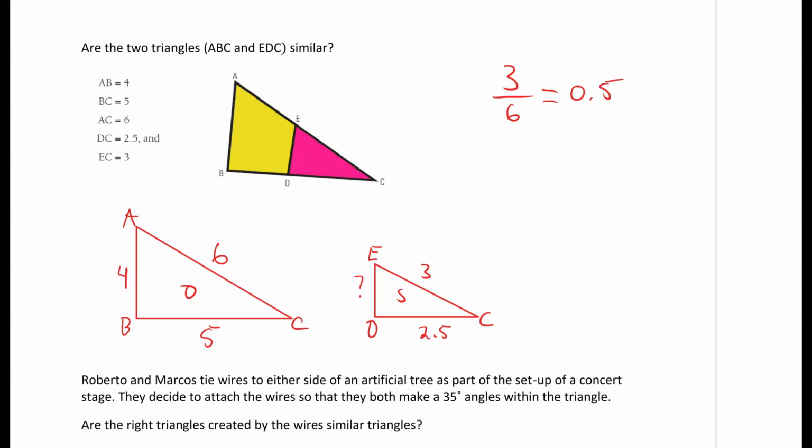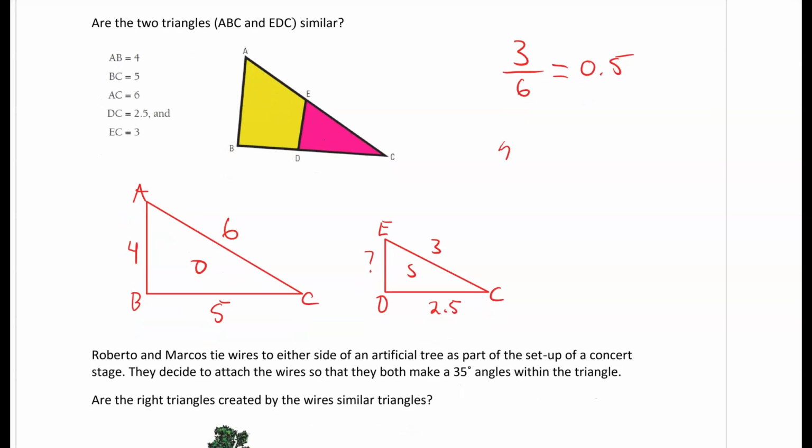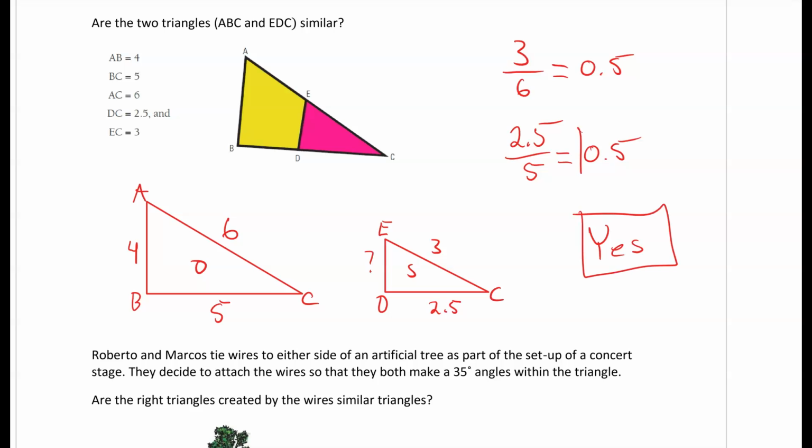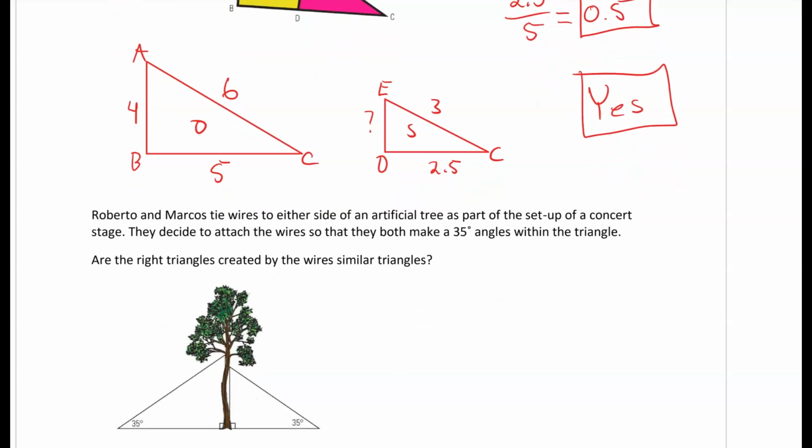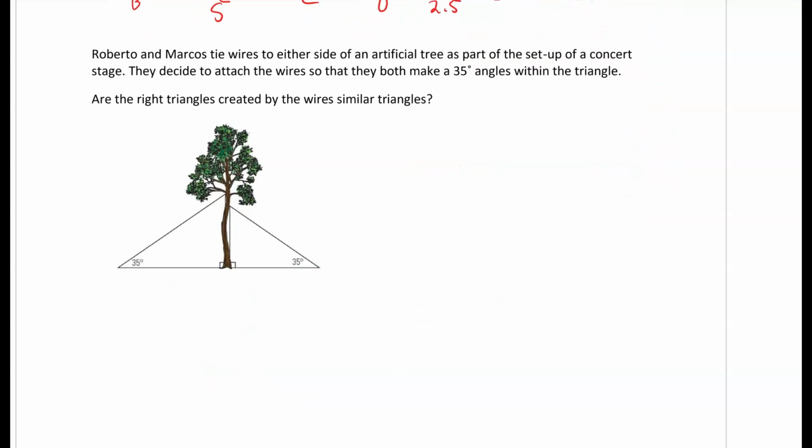Now we have 2.5 over 5, which gives us 0.5, meaning that yes, the triangles are similar. So our scale factor would be 0.5 for both of them, meaning that the triangles are similar.